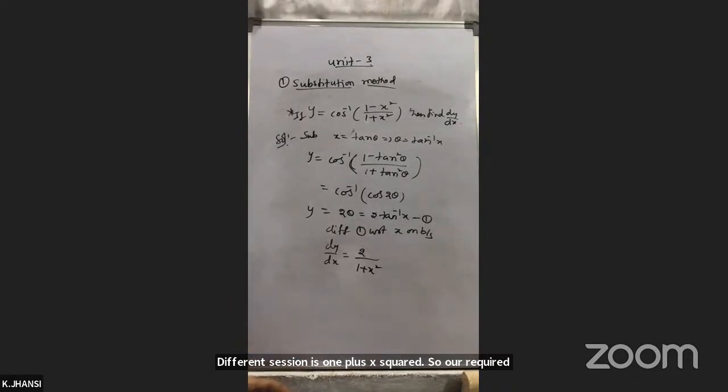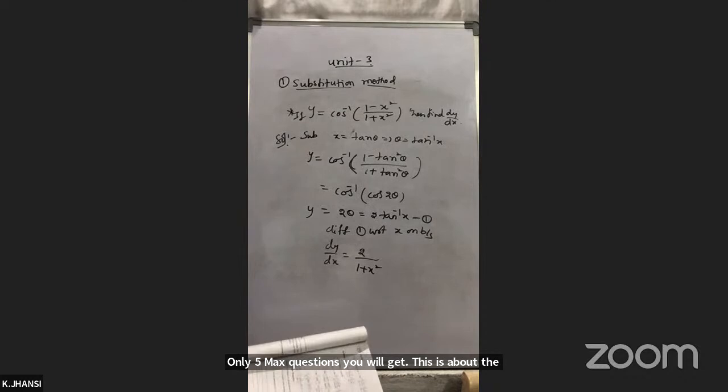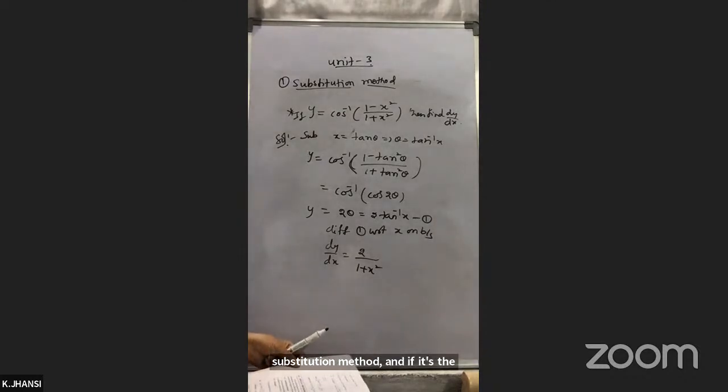So whatever the substitution method is there, in this method only 5 marks questions you will get. This is about the substitution method. And if you see the important questions in page number 62, 3.4.2 and 3.4.3 are the important ones. This is the 5 marks question. So these two problems you practice. Okay, already the solution is given in the textbook.